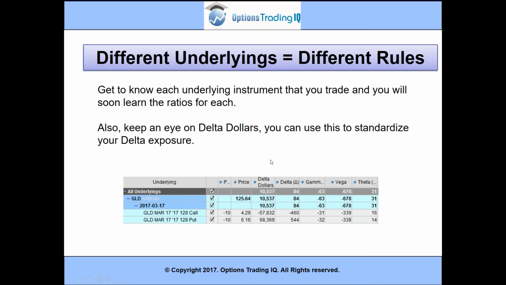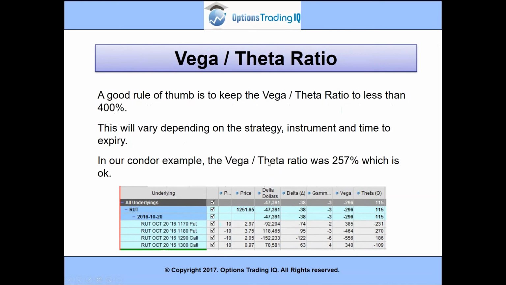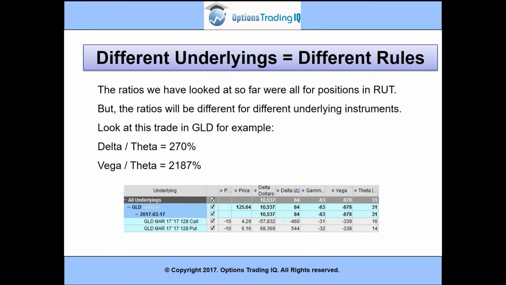Okay, so let's do that actually. Let's say 1,000 is our standardization factor. Our delta is 10 divided by 31, roughly 30%. If we go back to our Russell, standardization factor of 1,000, our delta is going to be 47. 47 divided by 115, we're still pretty high, right? We're still 40%. So that's how you can compare the delta exposure between the two positions. You standardize that delta dollars number.